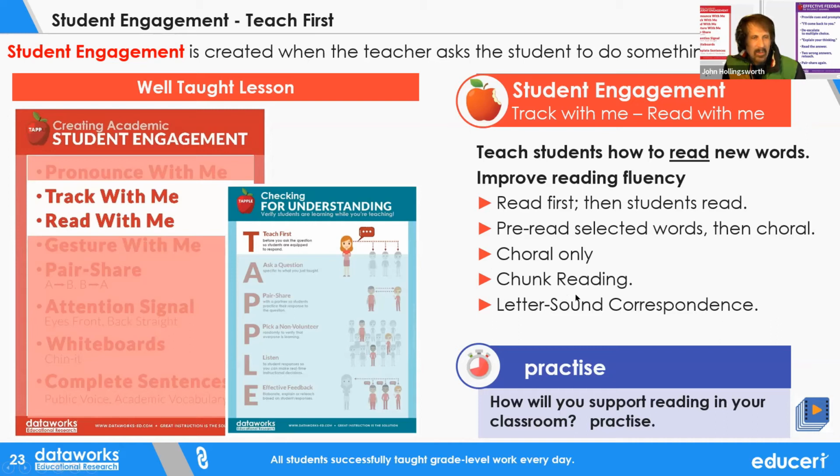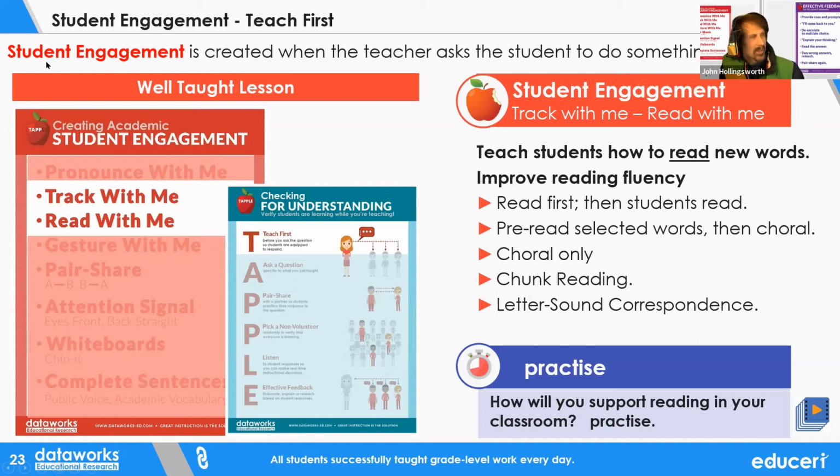Now, the next one, chunked reading. Chunked reading is used really for scaffolding or for non-readers or beginning readers. You're still going to read. We've done foundation day one. We started reading when no one had any idea how to read, but we acted like we were reading. So the chunked reading is you read in small parts and then the students read after you.